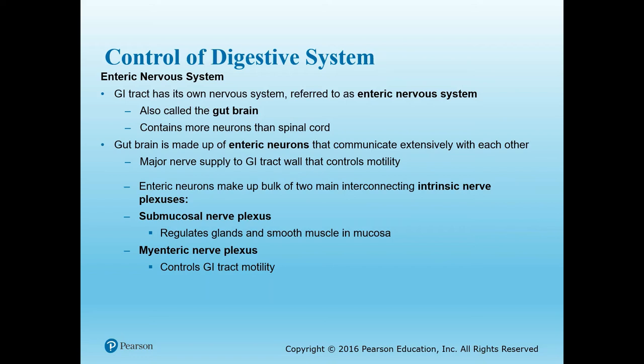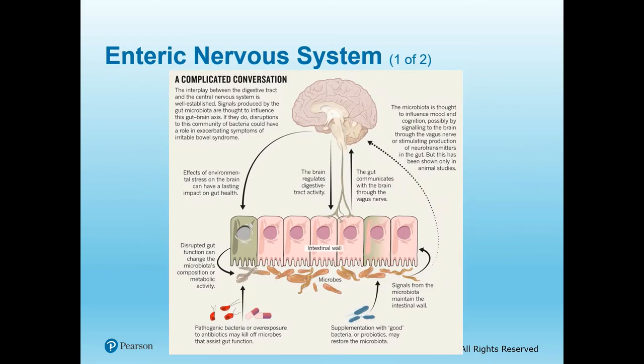So the neural communication that goes on with the gut is really, really important. So bad stress, not good on our gut health. It actually decreases gut health, okay? And then so what can happen? Okay, so effects of environmental stress on the brain can have lasting impact on gut health. All right, we can disrupt the function of these simple columnar cells. Not good, bad news bears. Okay, if that happens, then we can have bad bacteria that can build up, and not good.